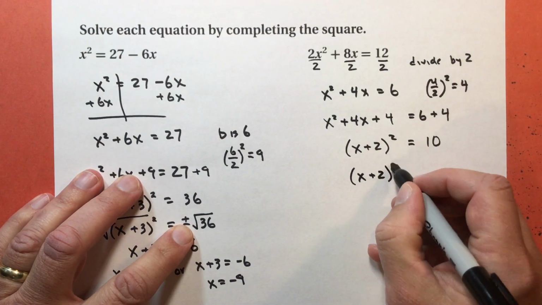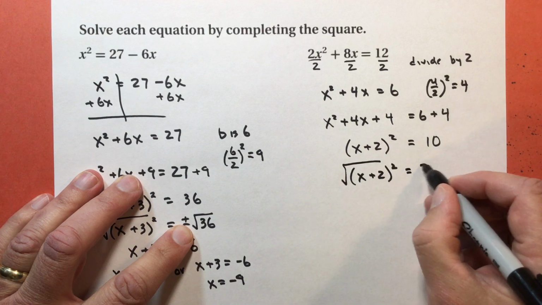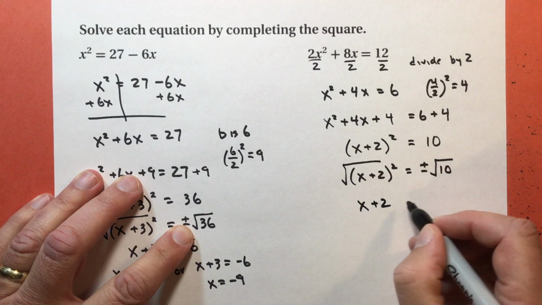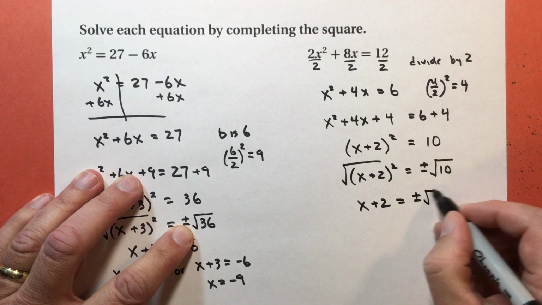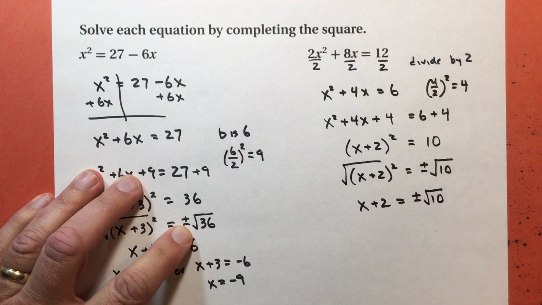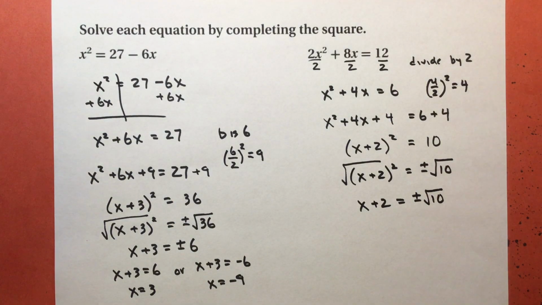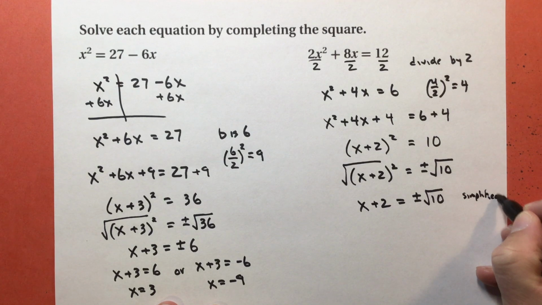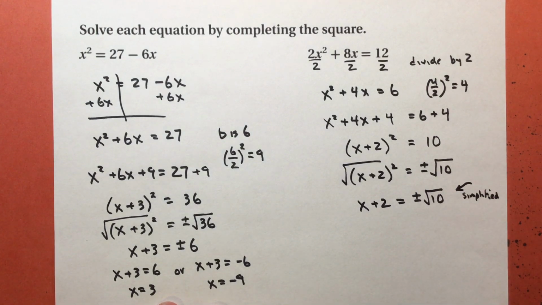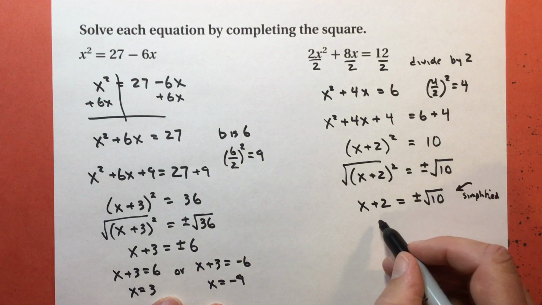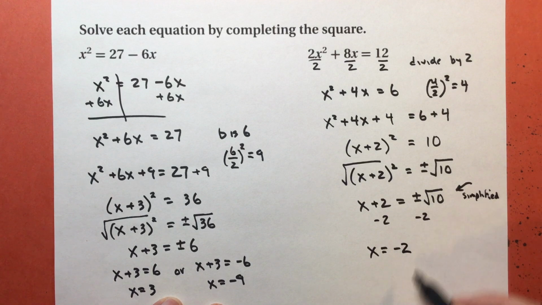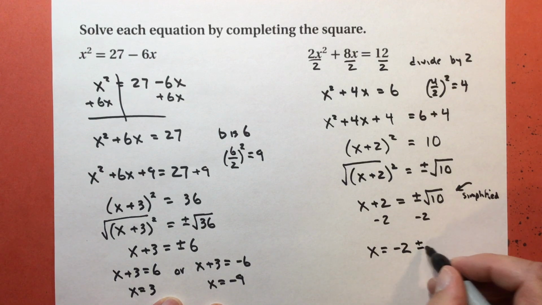Now I'm going to take the square root. Don't forget the plus or minus. And I get x plus 2 equals plus or minus whatever the square root of 10 is. 10 can only be factored into 2 times 5, neither of which is a perfect square. So this is already simplified. So the only thing I can do now is to add negative 2 to both sides, and I get x equals negative 2. Remember, we put it in front, not after the radical, plus or minus the square root of 10.